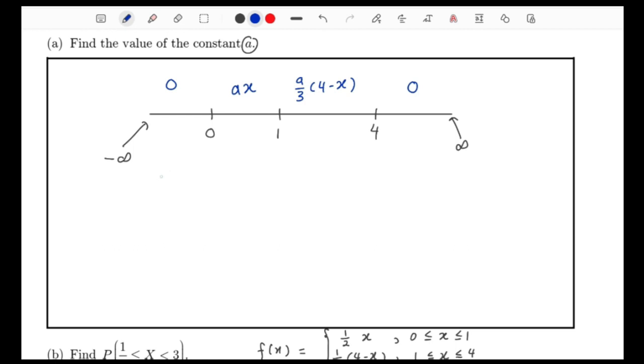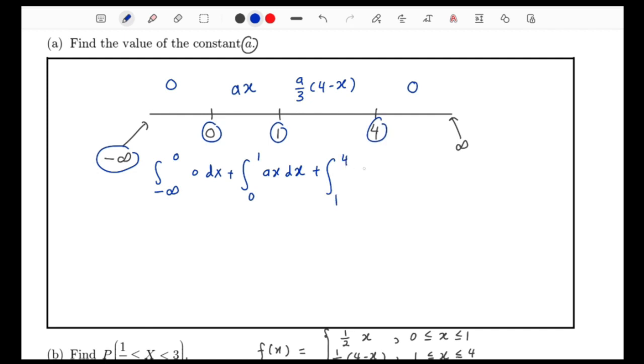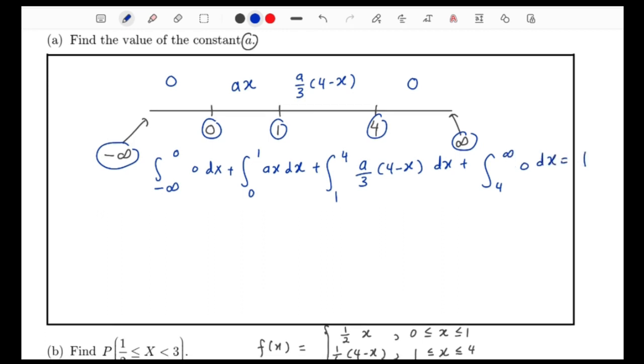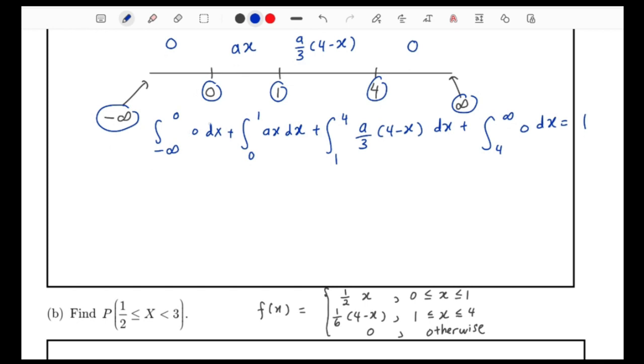I'm going to integrate from negative infinity until infinity. So first of all, integrate from negative infinity until 0, but the function is 0. And then 0 to 1, the function is ax. And then 1 to 4, the function is a over 3, 4 minus x. And then the last one, 4 until infinity, but the function is 0. And then make it equal to 1. So we know that integrating the 0 function will give us the value of 0.